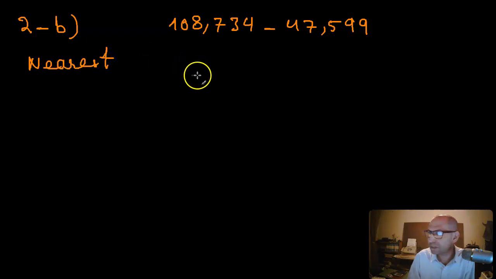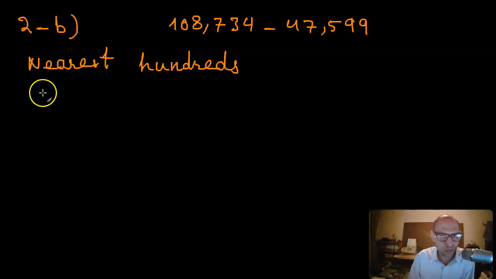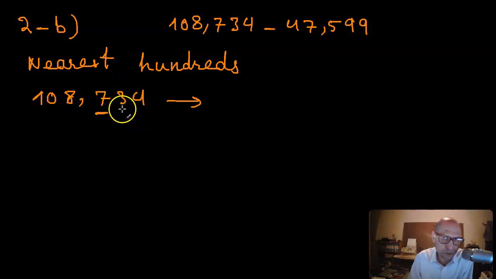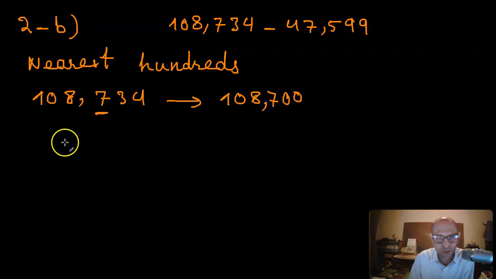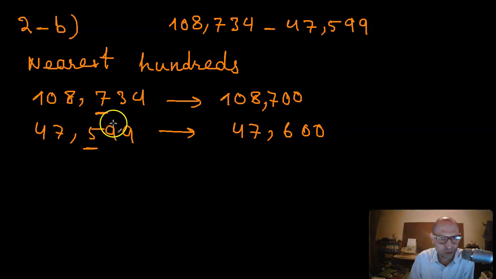Now you see, if I round the numbers to the nearest hundreds, I would round 108,734 to the nearest hundreds, which is this place value over here. Since there's a 3 over here, which is less than 5, I would round down, meaning I would write the number as 108,700. And 47,599 rounded to the hundreds place value gives me 47,600, because there's a 9 over here, so you round up, the 5 becomes a 6, and these two digits are replaced by zeros.